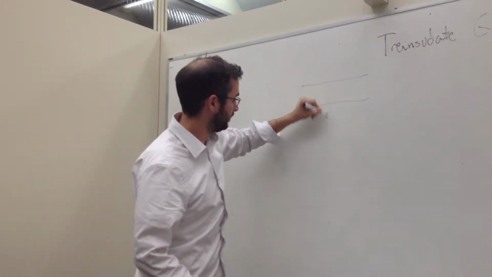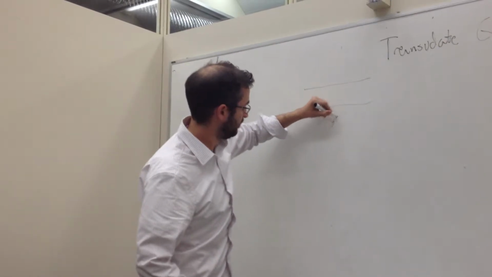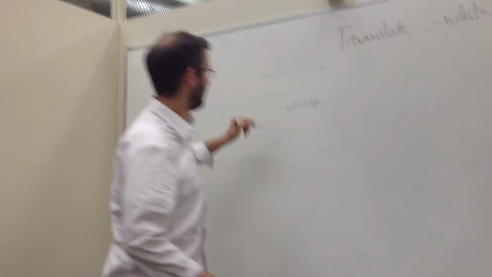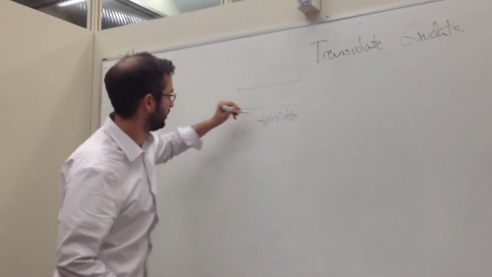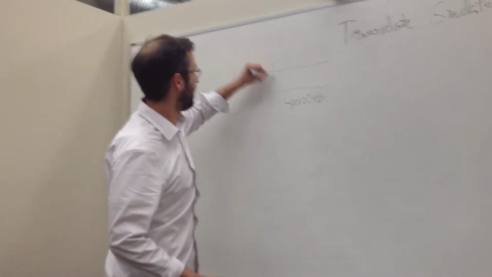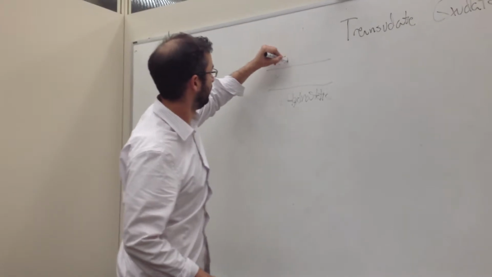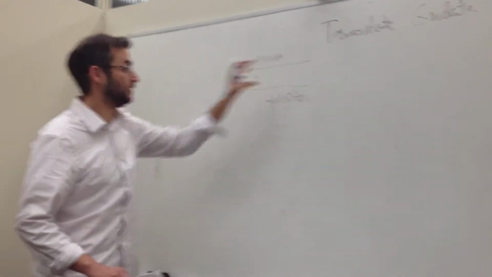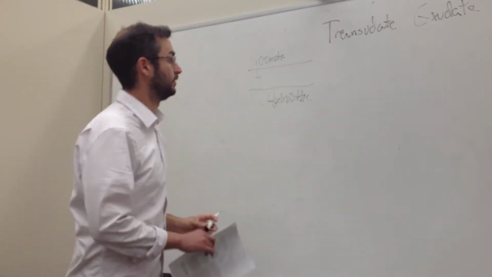So we've got hydrostatic pressure going outwards, and we have osmotic pressure keeping fluid within the interstitial space, right?